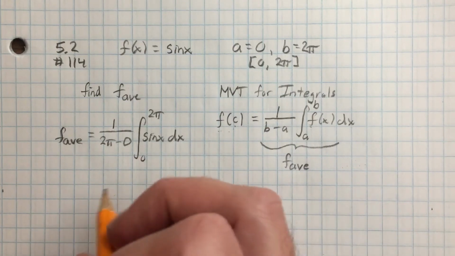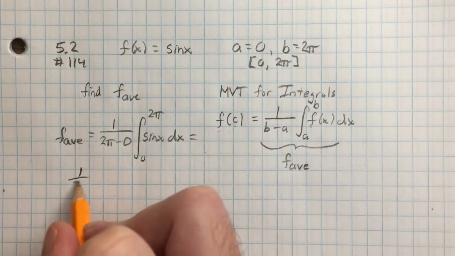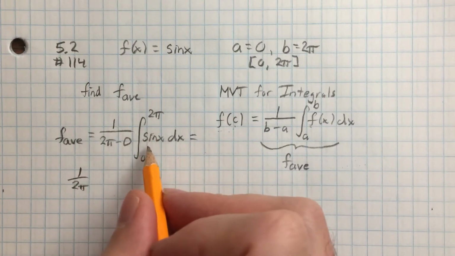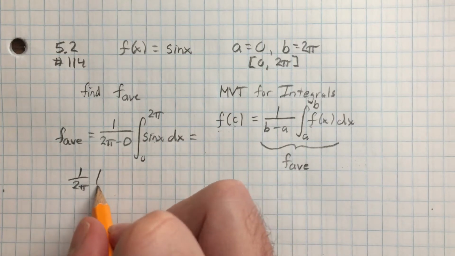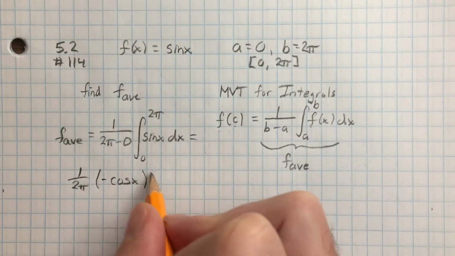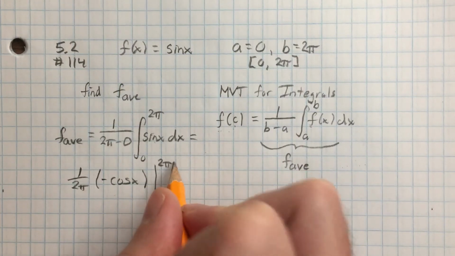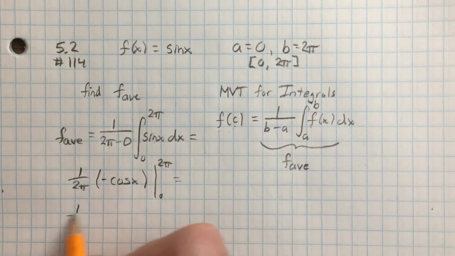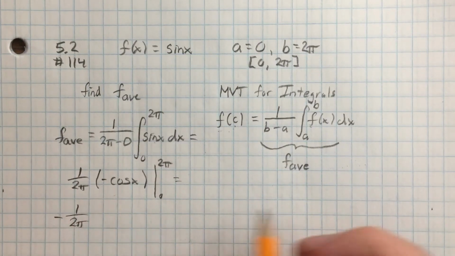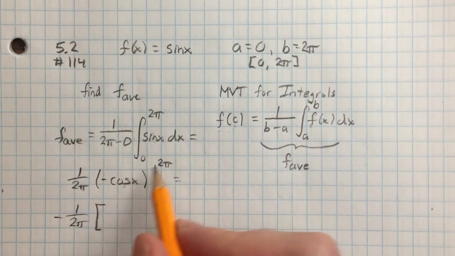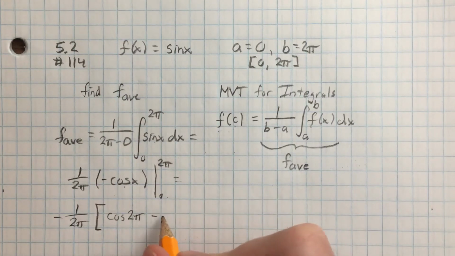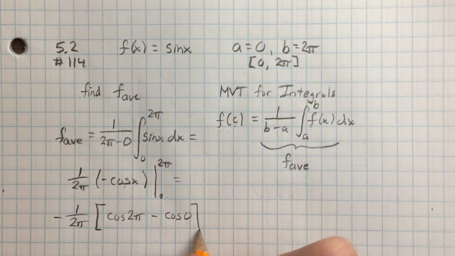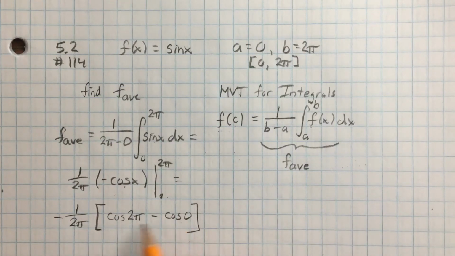Okay, so this should be the same as 1 on 2 pi. The integral of sine x, its antiderivative is negative cos x, from 0 to 2 pi. Okay, so let's see what we get. We'll get 1 on 2 pi, and I'll just take the negative out here. And now I'll evaluate cos of 2 pi minus cos of 0. But cos is a 2 pi periodic function. So therefore, even if I didn't know what cos of 0 was and cos of 2 pi was, I would know that this difference would have to be 0.